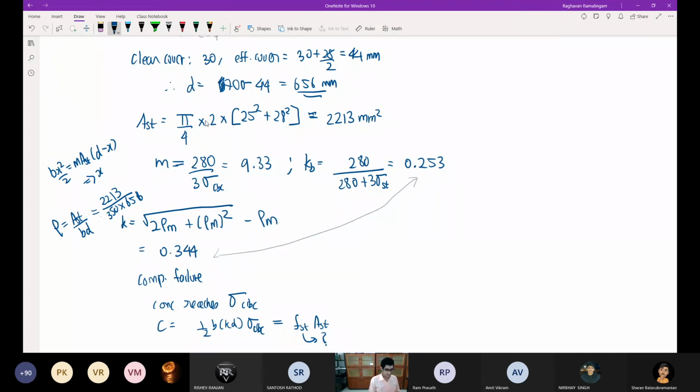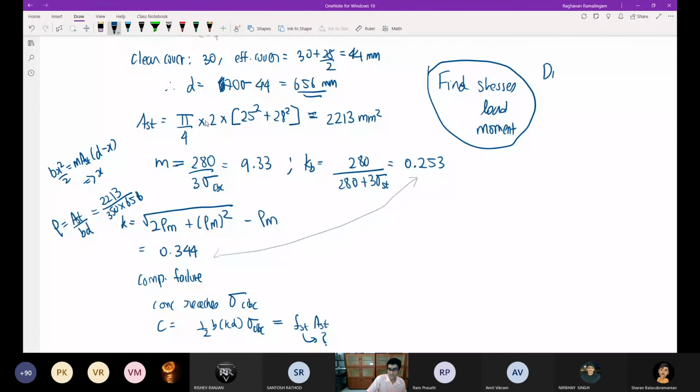that will be coming from working stress method. Okay, so these type of problems where you're given, like, find stresses or find the load or find the moment. Whenever you're given such problems where the beam dimensions will be given, reinforcement will be given, and you'll be asked to find some of this, these type of problems are known as analysis problems.